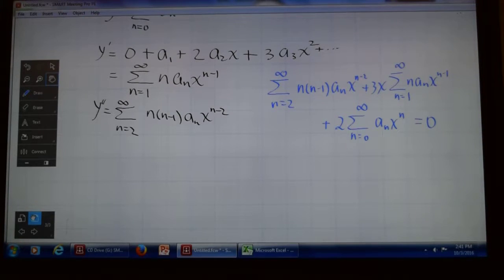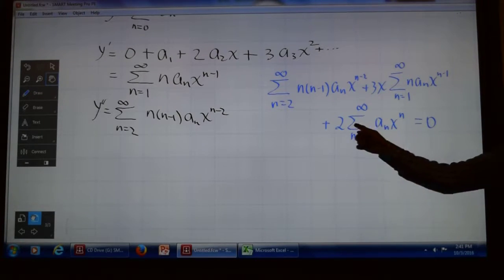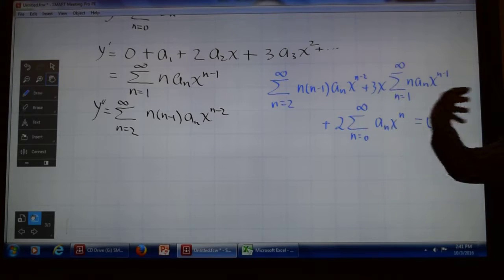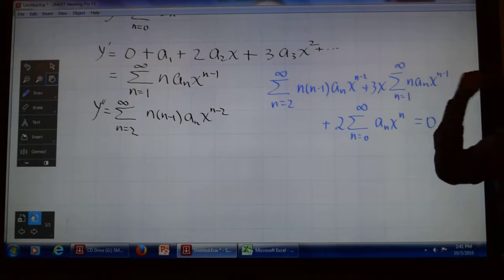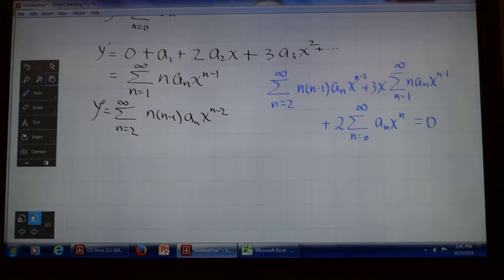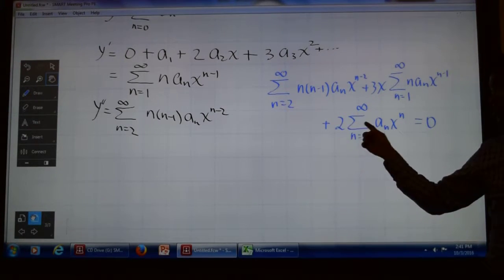Now let's simplify this further. See, this is just an endless sum of terms. You multiply 2 to it. What can you do? You can distribute the 2 to each individual term. So that corresponds to putting the 2 inside.